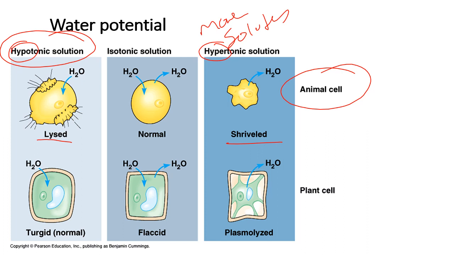Now, if we place plant cells in those same solutions, you're going to get a different result. And the reason for that is that a plant cell has this structural cell wall that stops the cell from lysing or crenating. But they do other things.